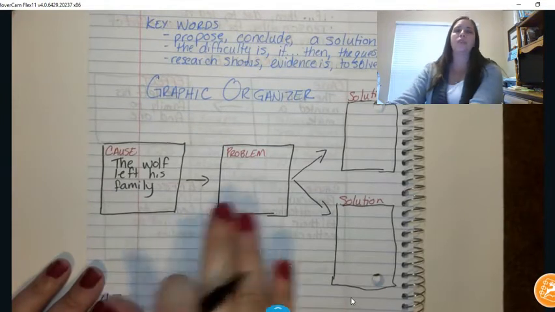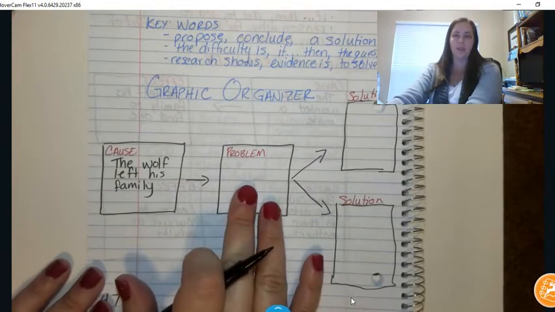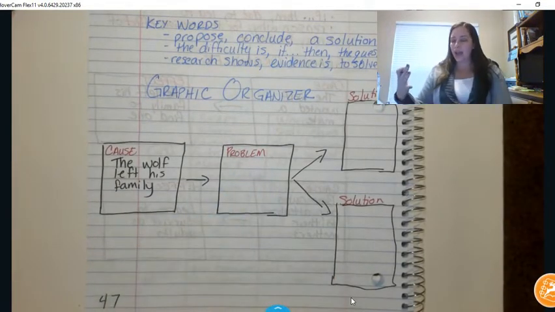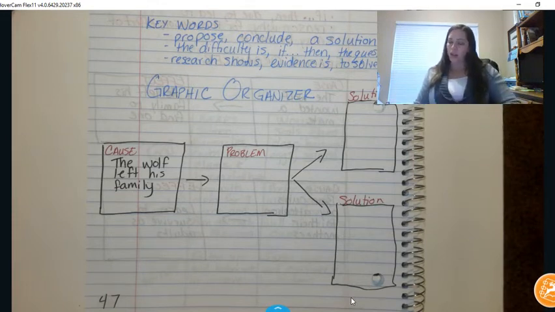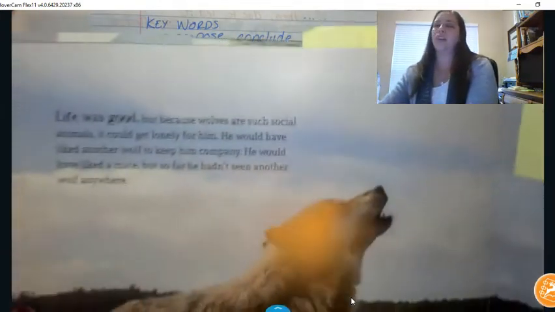Now, once the wolf left his family, what was the problem that he faced? Because he did have something that happened, or a problem that he had when he left his family and was all by himself. That would be my dogs goofing around on the floor over here. So sorry. Left his family, and here we go.